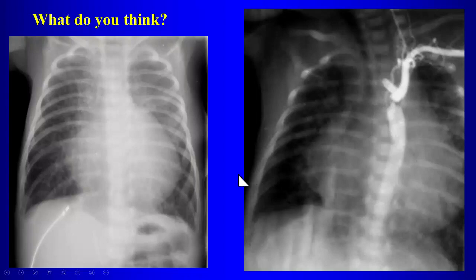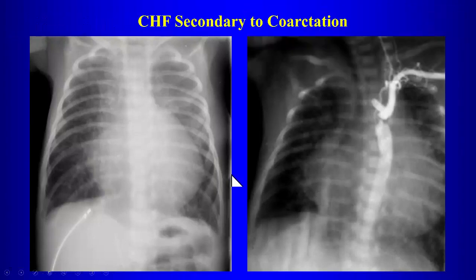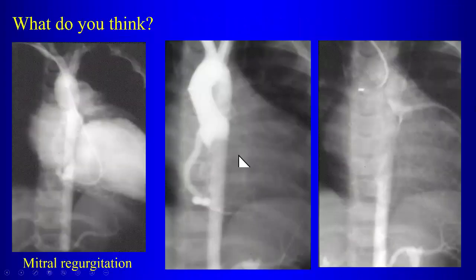Again, it's obstruction, and that will cause a big heart, and that can result in failure. So that's coarctation of the aorta. So in this patient, we have CHF secondary to severe coarctation of the aorta. Okay? Now, what about this case?